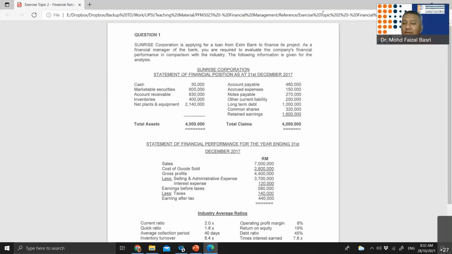So for this type of information, you need to label them, or identify them, because it is really important when we want to calculate. If you are not familiar with the categories yet, please revisit my videos for topic number 2 and number 3. I will share again later. Go to my playlist, playlist PFM3023. Look for topic number 2. There are 2 parts.